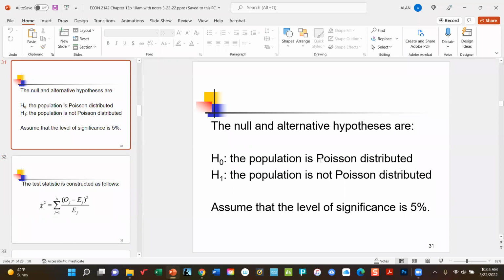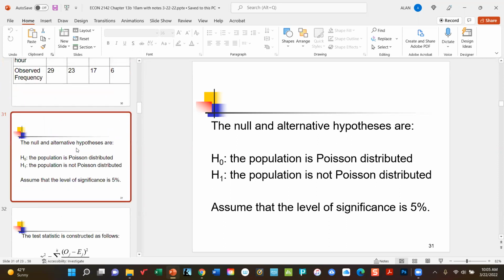And that means, is it Poisson with any lambda? In other words, we don't really care what the lambda is. We just want to know if the data is Poisson or not. So that means we have to calculate the lambda ourselves. Now, if instead it had said the null is that the population is Poisson distributed with lambda equals 2, then we don't have to calculate it ourselves. We just use that as our lambda in all of our calculations. So it could go either way. It depends on whether it's given to you in the problem. So here it was not.